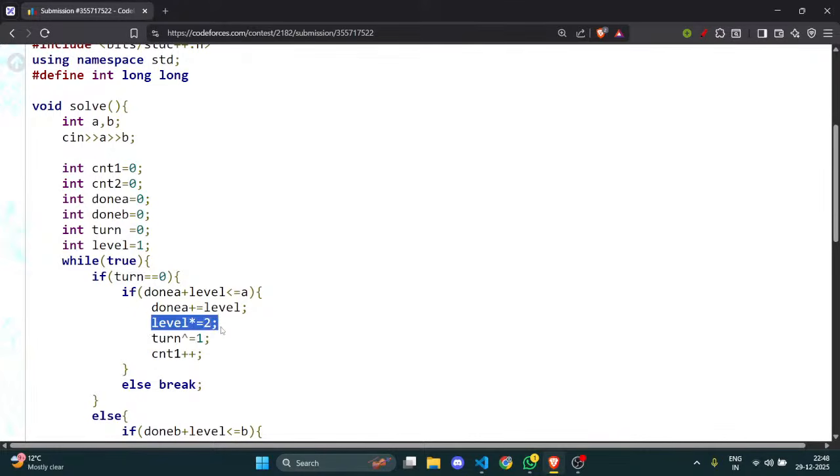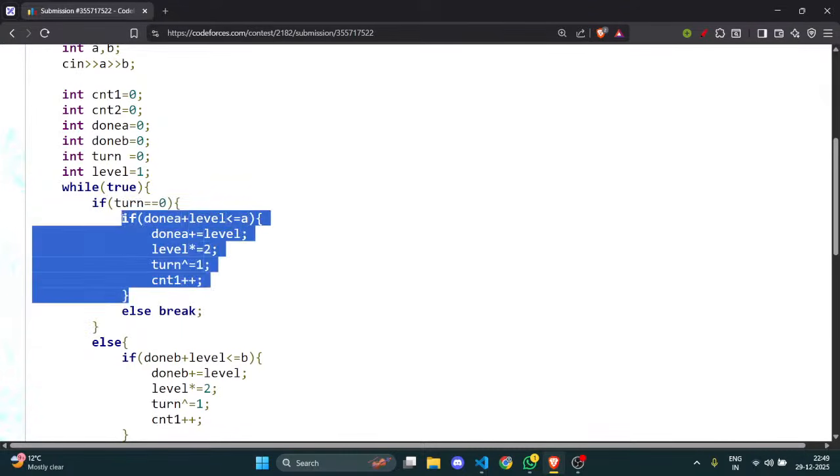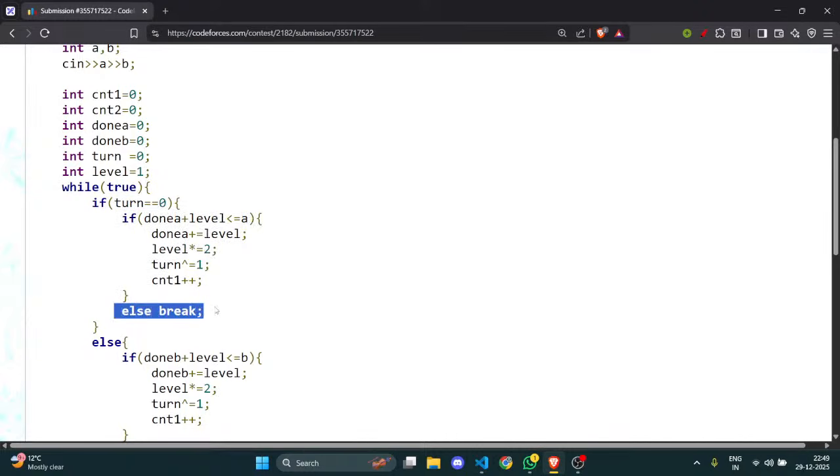So if this level has 2 kgs of chocolate required, the next level would have 4 kgs, and after that 8 kgs, 16 kgs, and so on. And done a plus equals level, which means total now increases by what we currently need. So this is for the white part. And if we can't do this, if it is greater than, like we don't have enough chocolate, we break from here, since we can't make more levels of cake of this type.